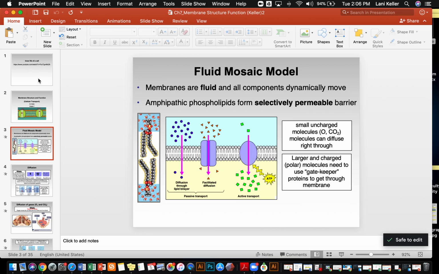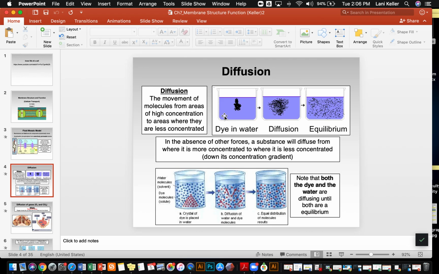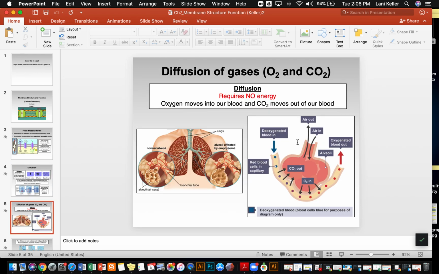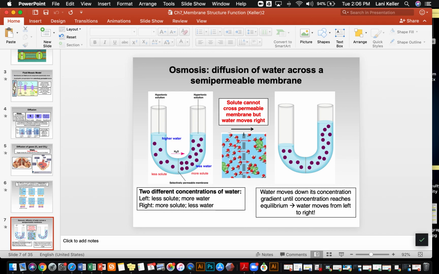So the fluid mosaic model, remember, we talked about this last time, or in the last slide. It's a selectively permeable barrier. You need to know what can diffuse right through, meaning small molecules, uncharged gases, whereas other things, larger or polar, need a different way to get through, either facilitated or active transport. Diffusion always goes from a high concentration to a low concentration, down the concentration gradient. We see this in the lungs and in a lot of different examples.